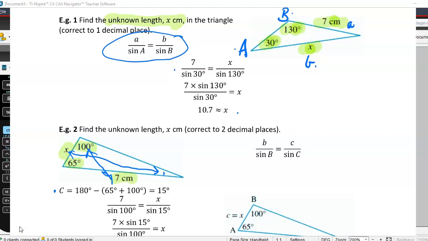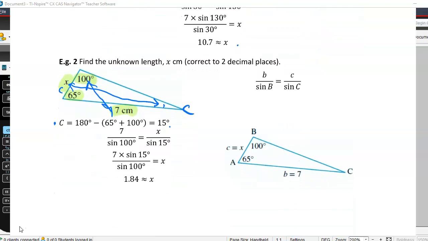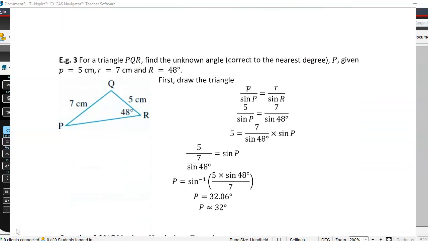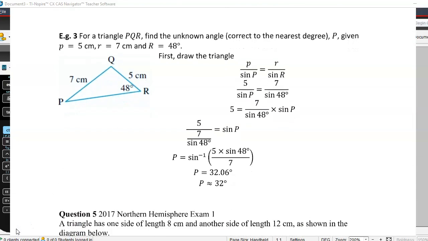I figured that angle C is equal to 15 degrees. I've then plugged in my knowns and unknowns, so side x is equivalent to 1.84. Okay, so one more worked example.